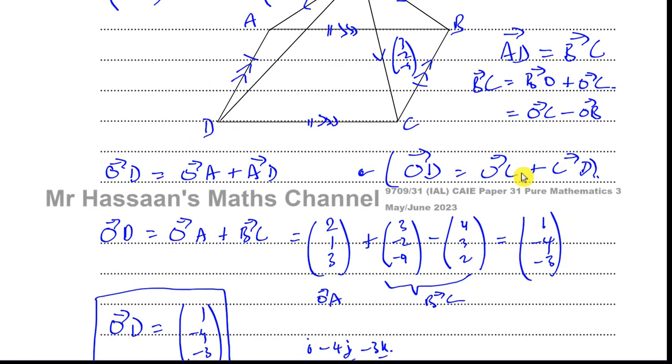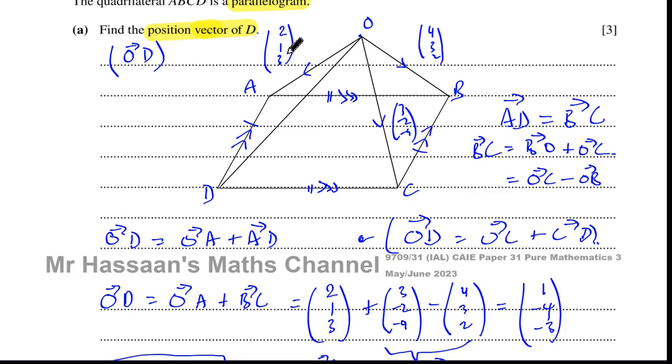I said I'd also show you how to do it using this other method, and it should give us the same answer. We can do O to C plus C to D. And we can see from here that if I want to go from C to D, it's the same as going from C to O, same kind of thinking, C to O plus O to D. So we're basically going to have OD minus OC.